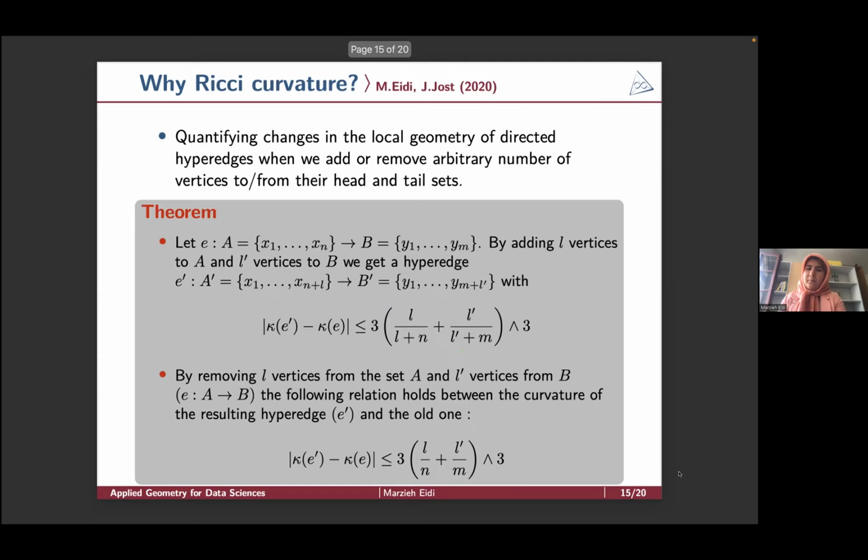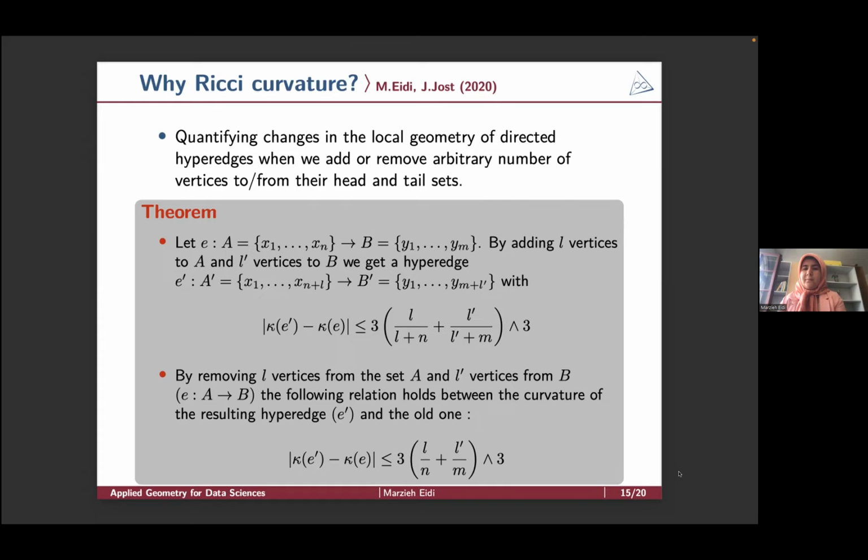Another thing which is useful in complex network analysis is that we can quantify the changes in local geometry of directed hypergraphs when we add or remove vertices from set A or set B, or to set A and set B. So although the curvature deeply depends on the connections between the elements and the number of elements of, say, set A and set B, we can at least give some bounds for these changes.